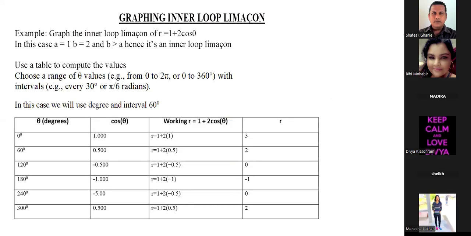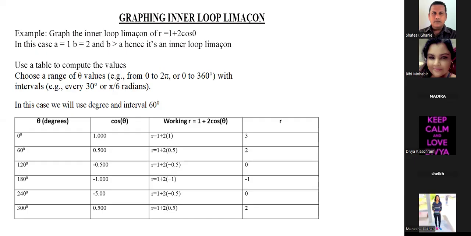Now we're going to look at graphing inner loop limaçons. For example, we'll graph the inner loop limaçon r = 1 + 2 cos θ. In this case, a is equal to 1 and b is equal to 2, and b is more than a. So we can see that it's an inner loop limaçon, and now we can go about graphing it.